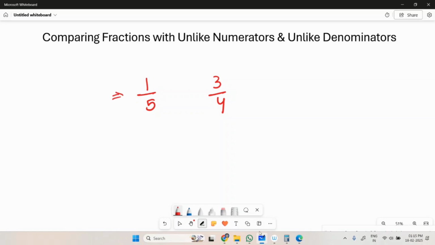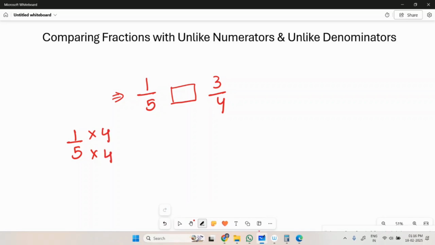If you observe here, 1 upon 5 and 3 upon 4. Here we do not have any common denominators or common numerators. So we are going to compare now. First fraction is 1 upon 5. So we are going to multiply the numerator and denominator by the other fraction's denominator, which is 4.